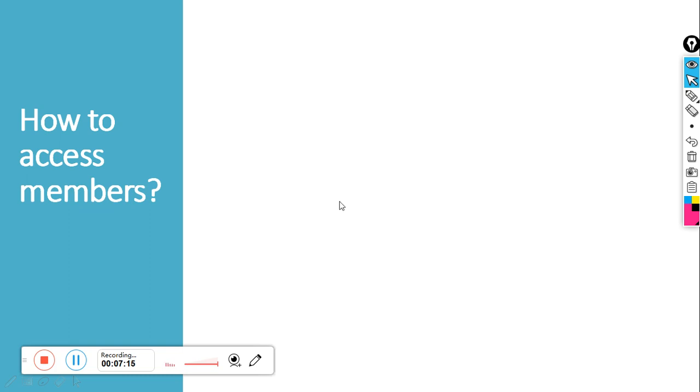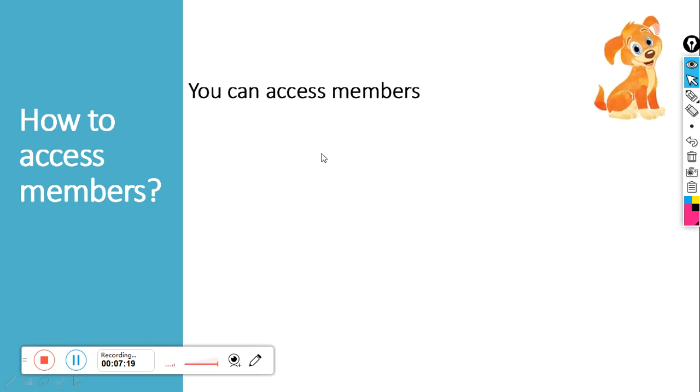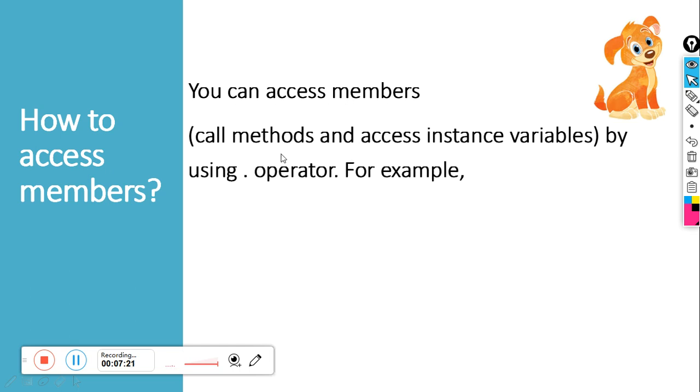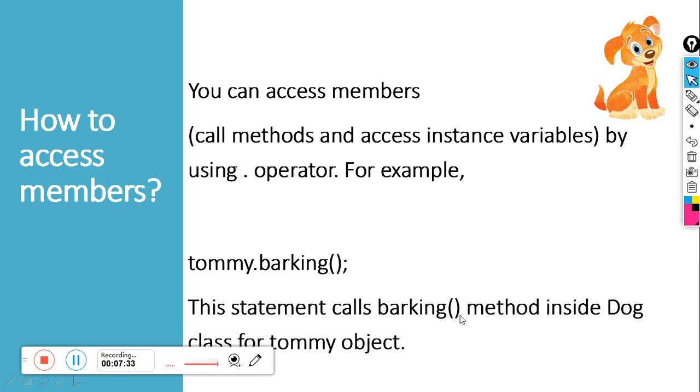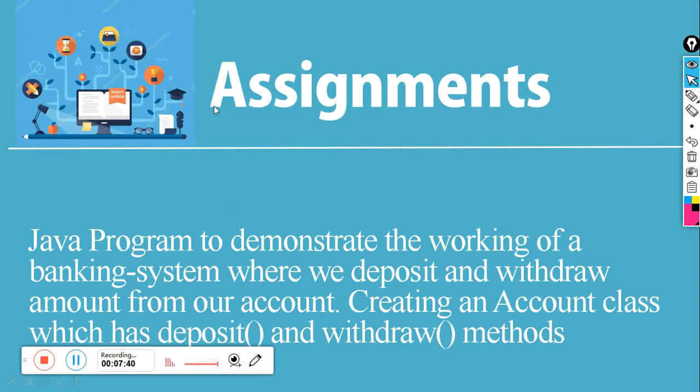How to access the members? For accessing members, we need to use the object name and the dot operator. For accessing instance variables also we can use the same thing. The dot operator is required whenever you want to refer to any element from the class. So here when I say Tommy.barking, I am actually calling the method barking inside the dog class for the object Tommy.